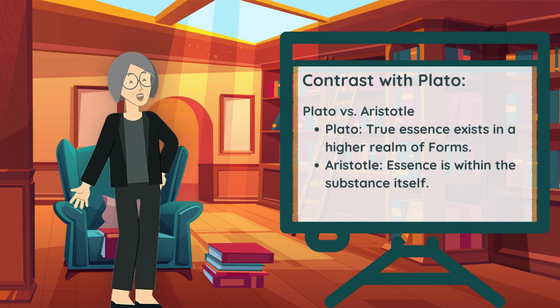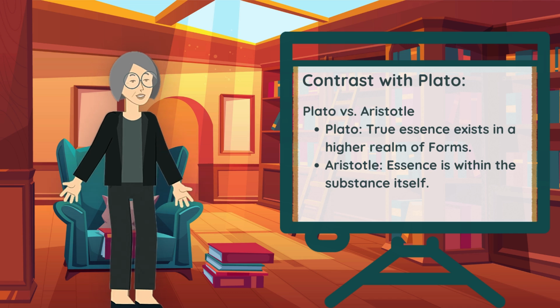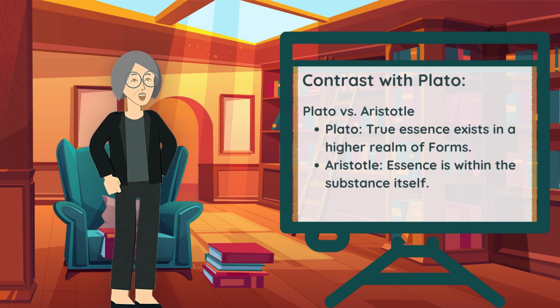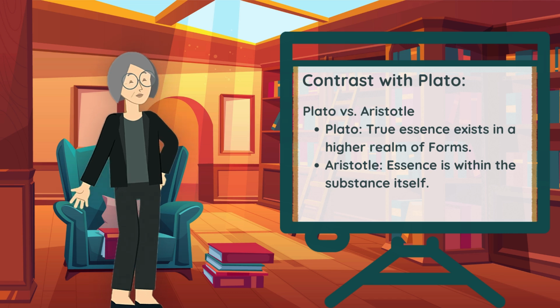Aristotle's view is much more practical and tied to the physical world. He wasn't interested in a separate, perfect realm of forms. He was focused on understanding the world around us, the world we can see, touch, and experience.